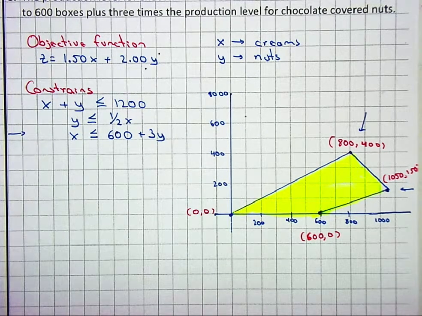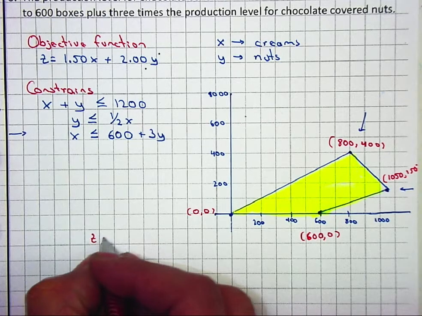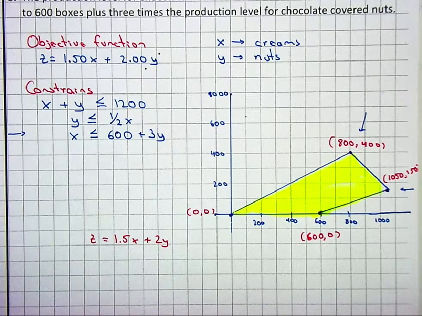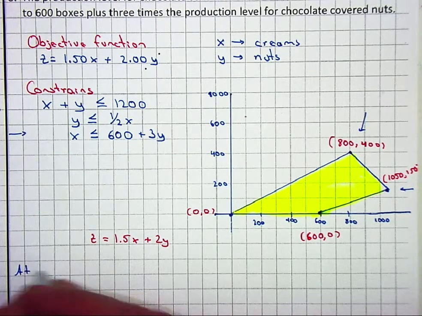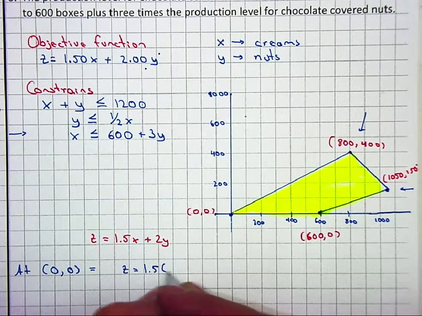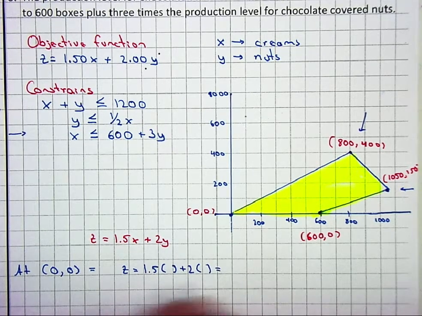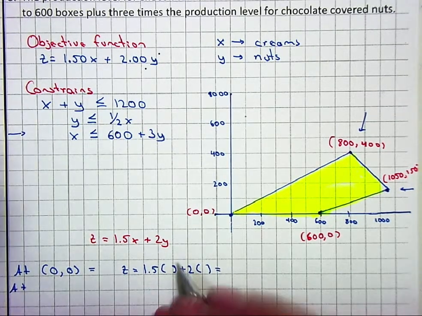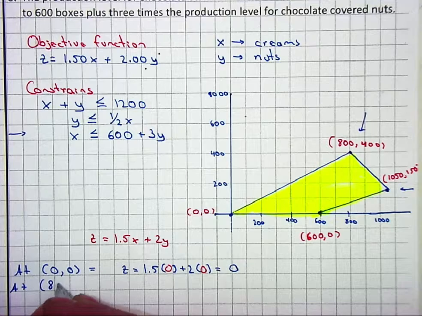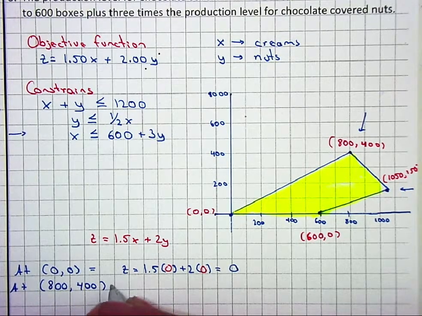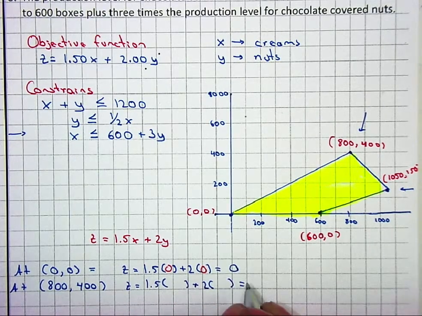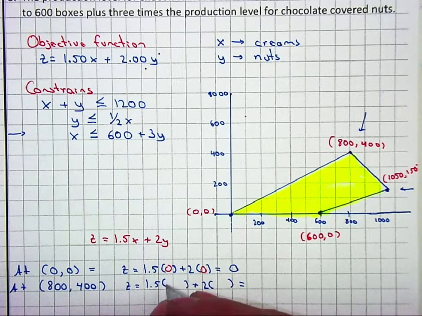My objective function is z equal to 1.5x plus 2y. So at point 0, 0, z is equal to 1.5 times 0 plus 2 times 0. And that'll give us 0. At 800 and 400, z is equal to 1.5 times 800 plus 2 times 400, which is 2000.